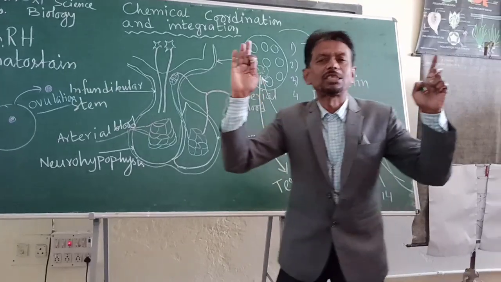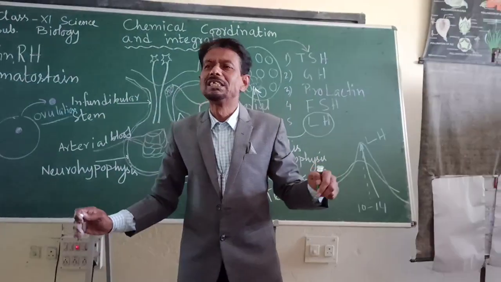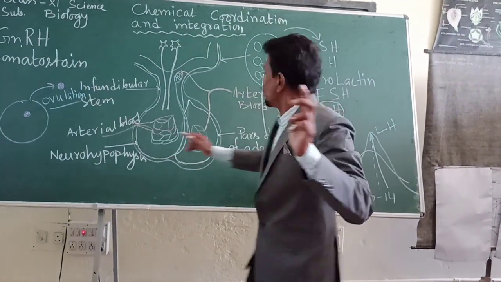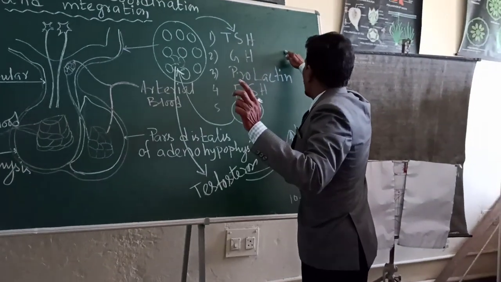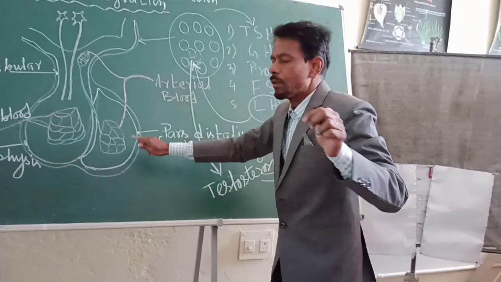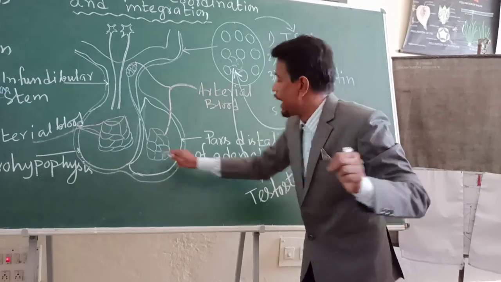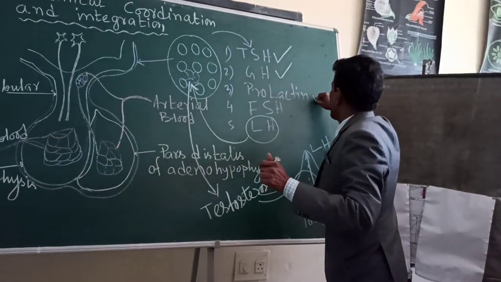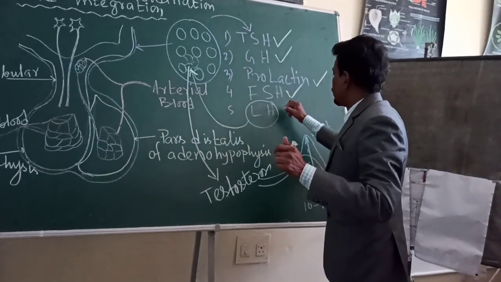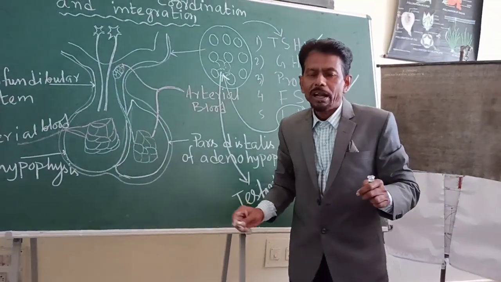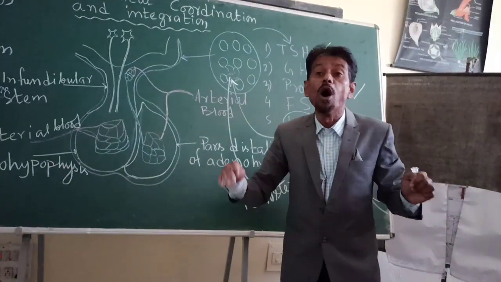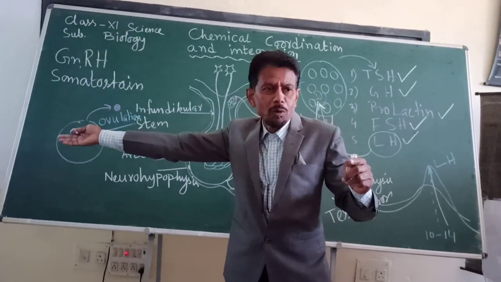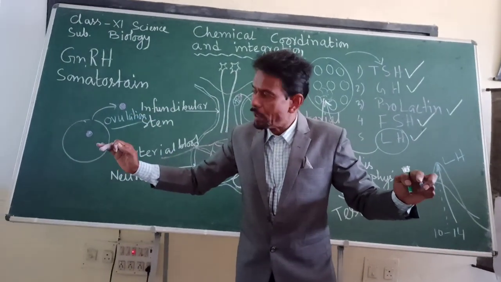It will produce testosterone hormone, which is the male androgen. Is it clear to you? So I have talked to you about the hormones produced from the anterior pituitary gland: TSH, GH, prolactin, FSH, LH, okay? Likewise, so many hormones are produced, all having an inducing effect, inducing the other hormonal glands to produce their hormones.